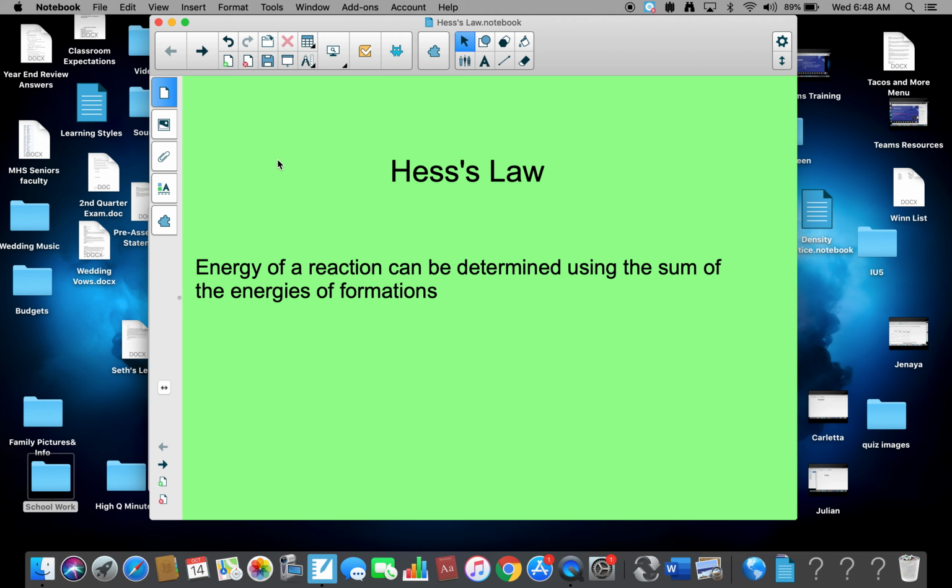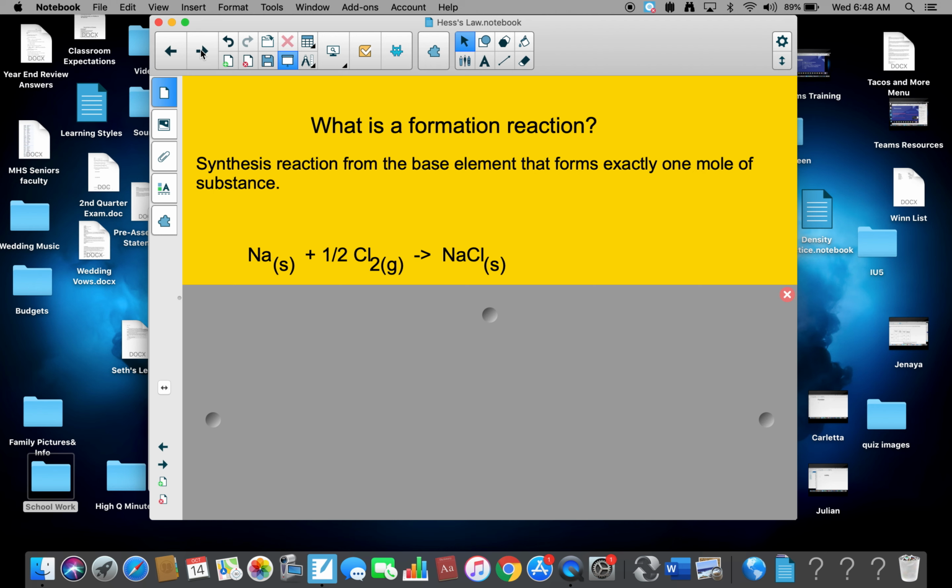An exciting world of chemistry. We're looking at Hess's law. Hess's law is defined as the energy of reaction can be determined using the sum of the energies of formation. What is an energy of formation? Well, it's a synthesis reaction from the base elements that forms exactly 1 mole of substance.